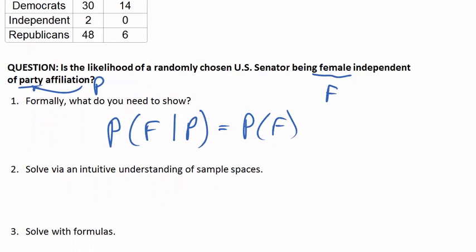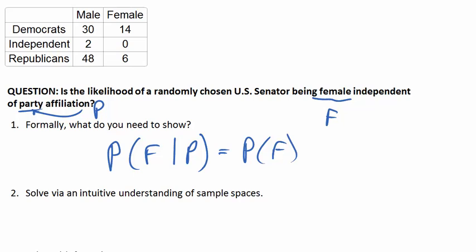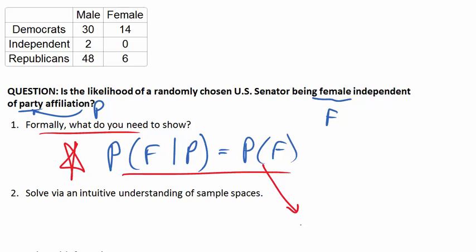So can we solve that with an intuitive understanding of sample spaces? Well, what is the probability of being female? And actually, folks, this is a pretty important piece here. If you are ever asked whether or not two events are independent, you actually need to go through and show this particular process. Is the probability of the first one given whatever equal to the probability of the event without the given?